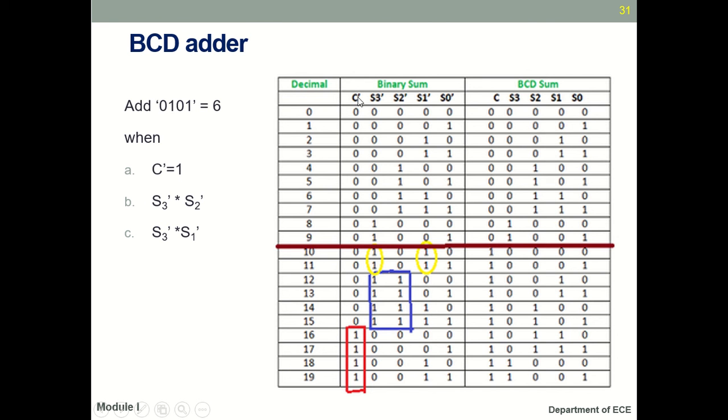So the binary sum means, when you are adding two numbers, 9 and 9, with the help of two adders, your output will be a binary sum of 10010. But the output you should get in terms of the BCD sum is 11000. This should be the answer that you should get.